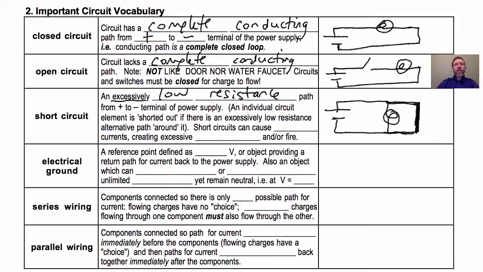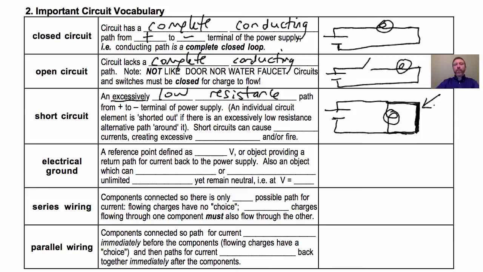An individual element is called shorted out, like this bulb is shorted out, if there's an excessively low resistance alternative path around it. Now notice that my short circuit right here, that short is actually a longer path, but it's lower resistance than the bulb. So don't confuse a short circuit with something that's shorter, in other words, a lower distance path. It may not be. It's a lower resistance path.